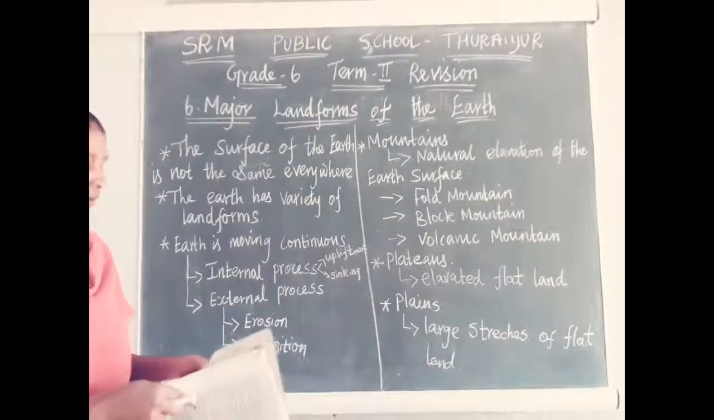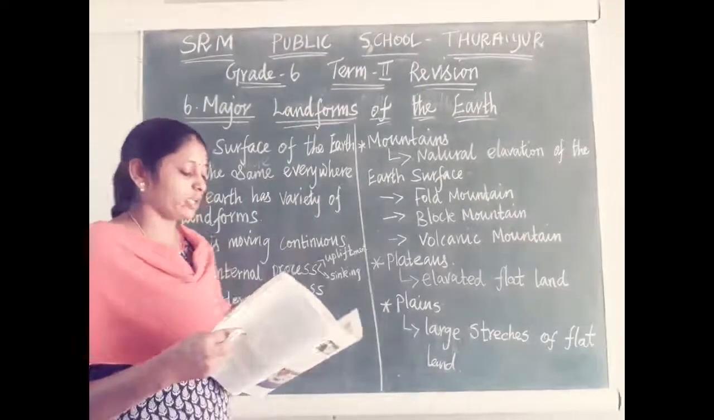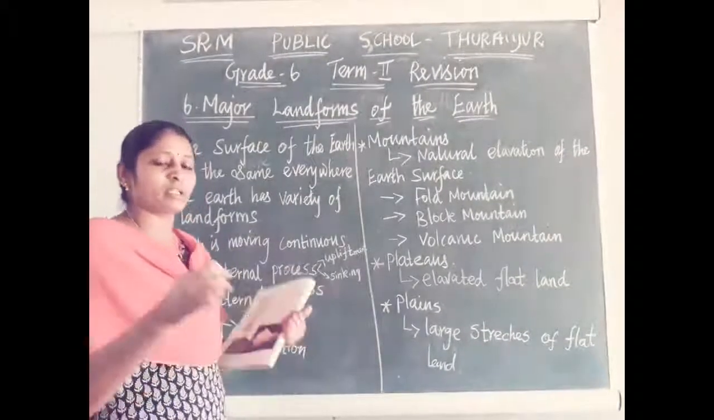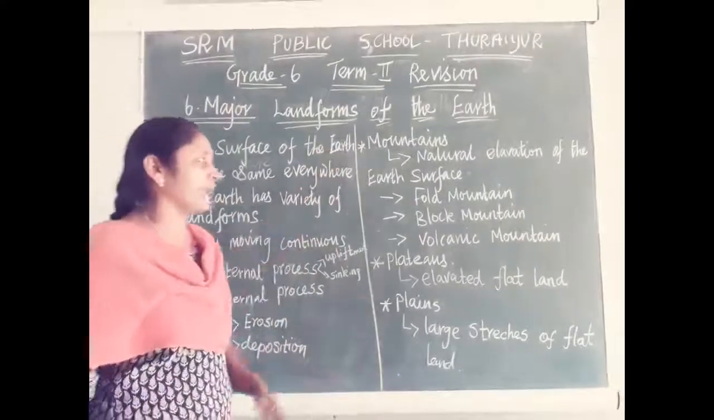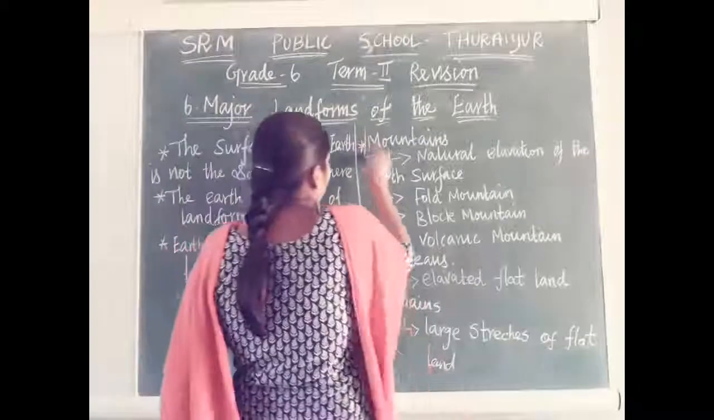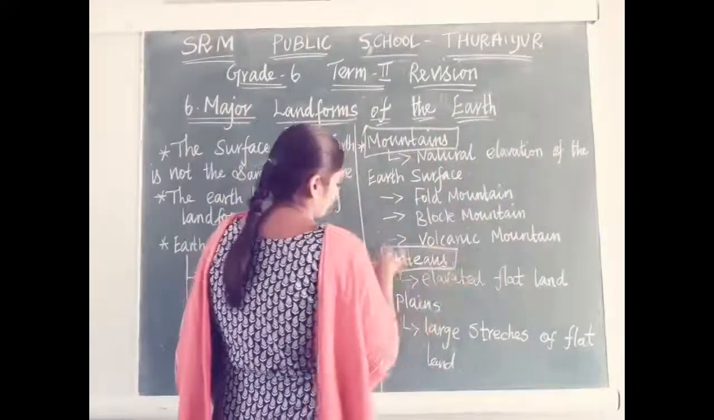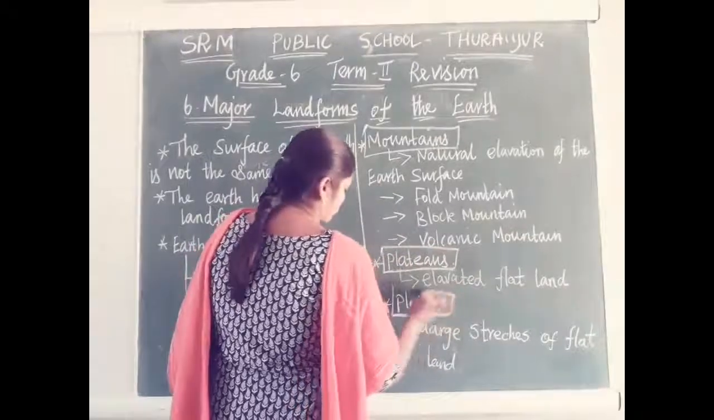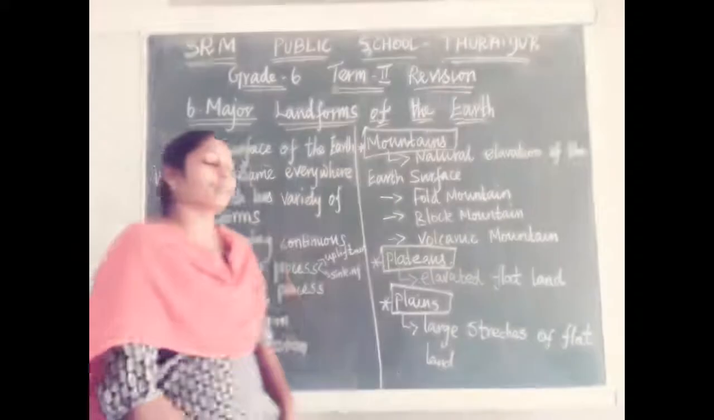Next we are going to discuss different landforms. Depending upon elevation and size, we have three categories of landmass: one is mountain, another is plateau, and the third is plains.